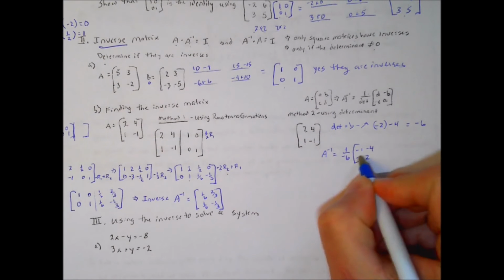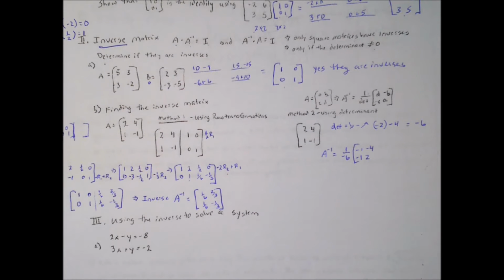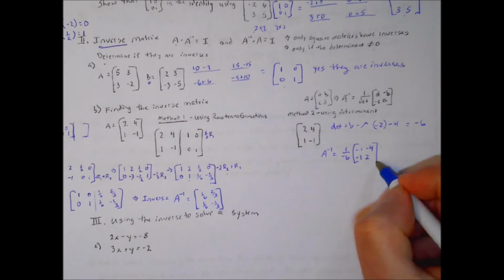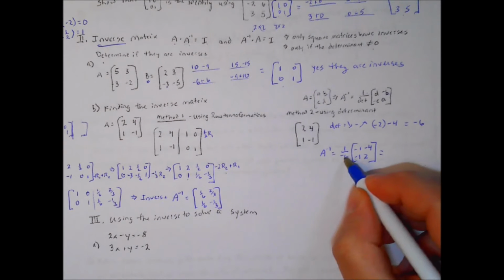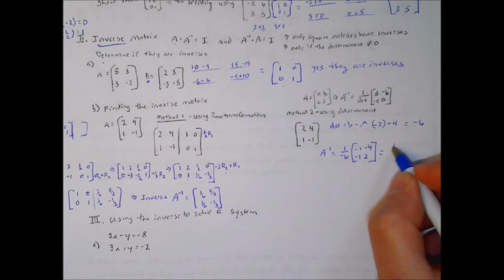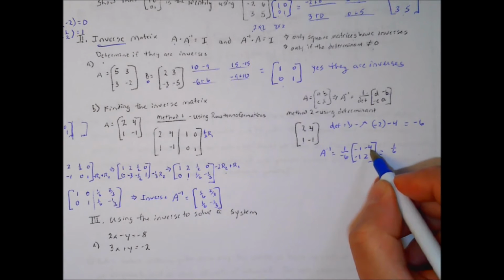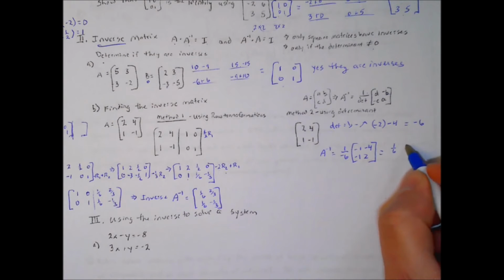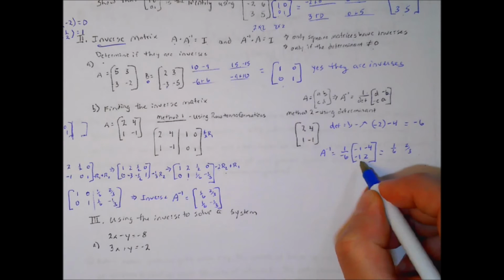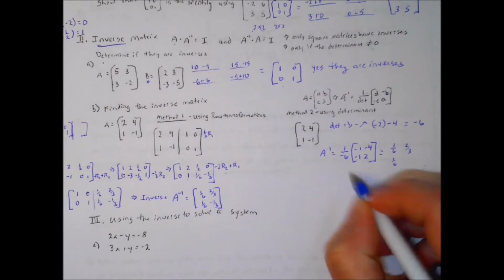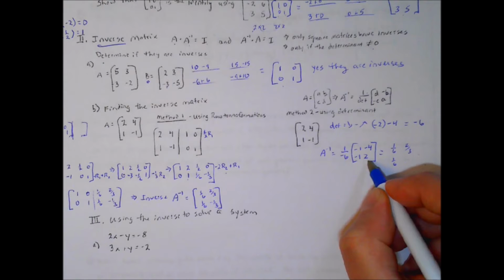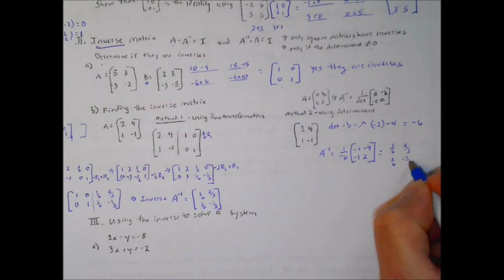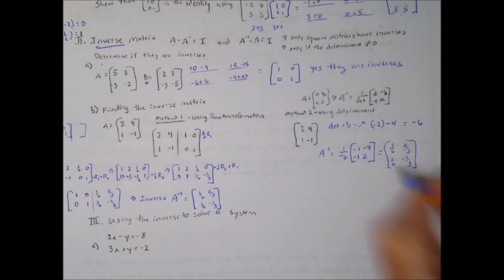They switch signs, okay? Now, when you multiply that through, this times negative 1 is 1/6. This times this would be 4/6, which is 2/3. This times this is 1/6. This times this is negative 2/6, which is negative 1/3. Okay, notice, same thing as we got over here, right? That is how you can find the inverse.